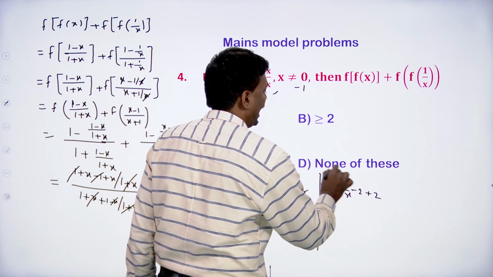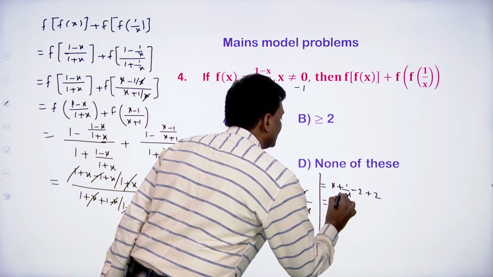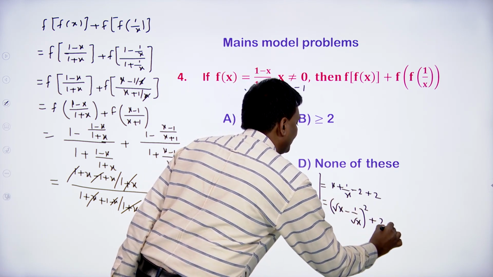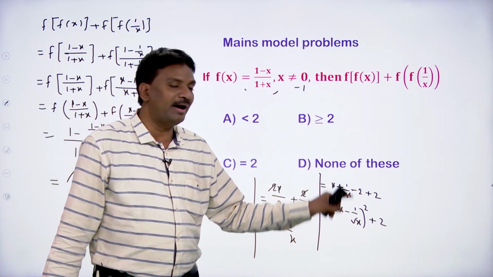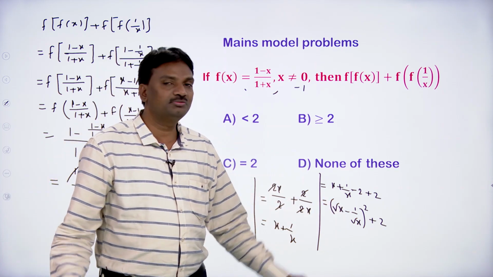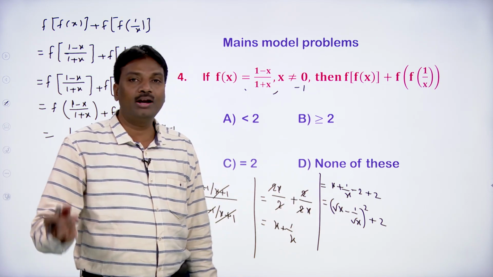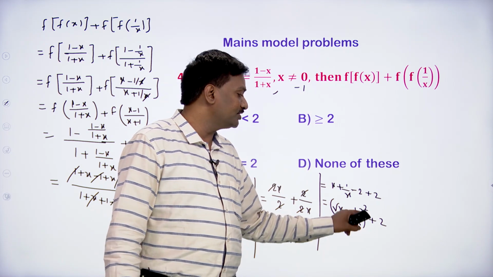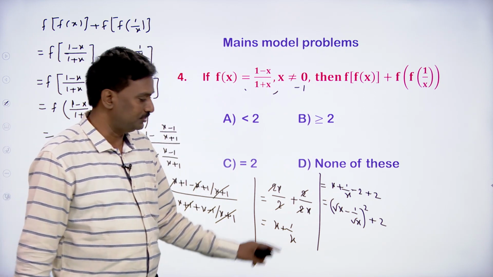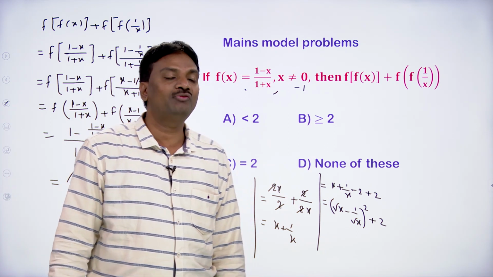So x plus 1 by x minus 2 can be written as (root x minus 1 by root x) whole square plus 2. Here this is in the form of (a minus b) whole square. We know the expansion of (a minus b) whole square is a square plus b square minus 2ab. A square is (root x) whole square, that is x, plus b square, (1 by root x) whole square, 1 by x, minus 2ab, minus 2 into root x into 1 by root x. Root x gets cancelled, minus 2 plus 2.